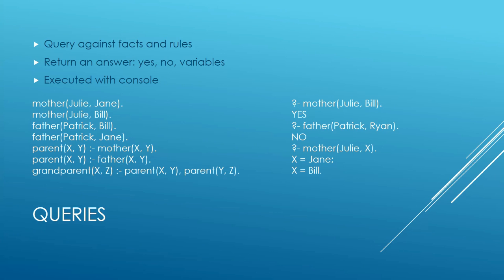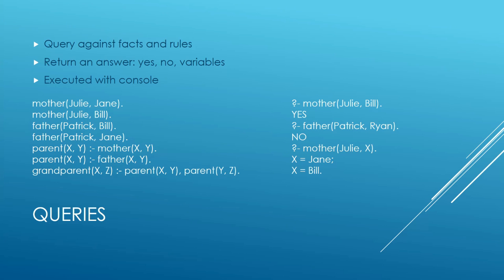Lastly, we can ask the language, Julie is a mother of who? And the language will go ahead and first find Jane, since it's the first fact listed. And if you just hit enter, it'll end the query. If you type semicolon and then hit enter, the language will continue to look for other children of Julie. So in the following line, we have Julie is a mother of Bill, so the language also returns Bill as a variable.